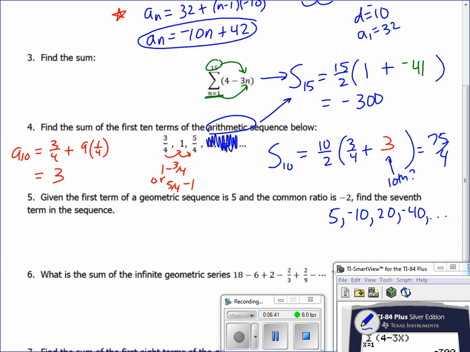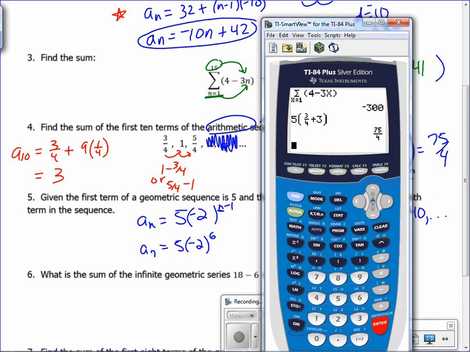Well, but geometric is pretty easy to write. The nth term is the first term. In parentheses, you put the common difference, or common ratio, and then you put n minus 1 up here. So you could also easily just plug in 7 into this formula. So a7 would be 5, -2. If I put a 7 right here, 7 minus 1 is 6. So if I do that, let's see. 5 parentheses -2 to the power 6, and we get 320.